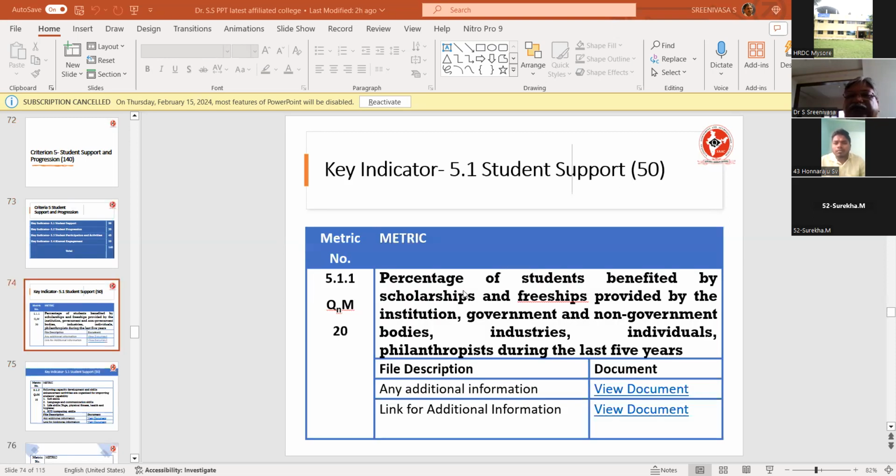Percentage of students benefited by scholarships and freeships. See how many students are getting scholarships, because there should be a student welfare cell or whatever you call it, and that cell has to see what different scholarships are available, and it has to be made known to the students.